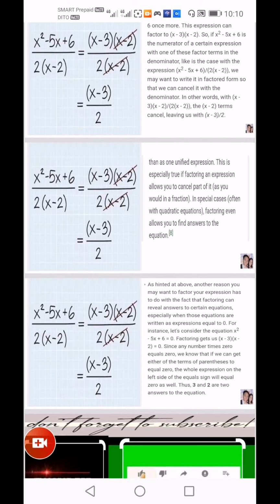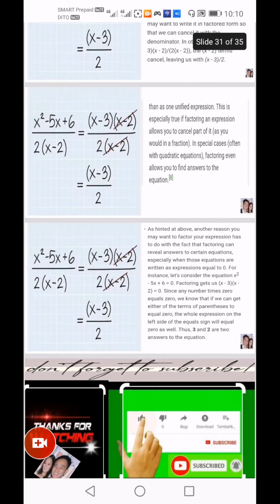This is especially true if factoring an expression allows you to cancel part of it, as you would in a fraction. In special cases, often with quadratic equations, factoring even allows you to find answers to the equations.